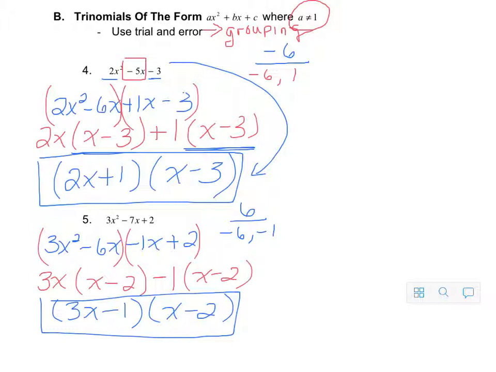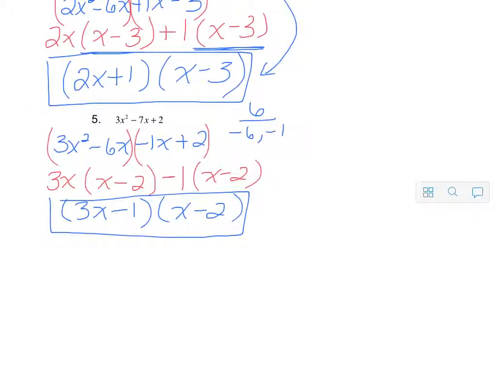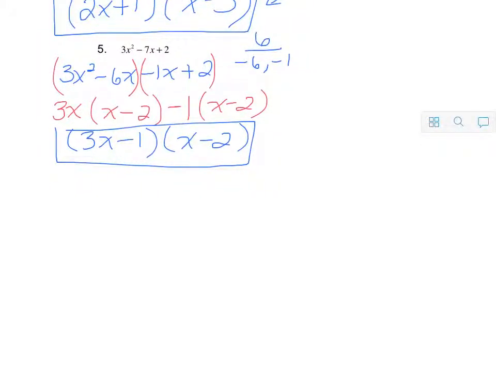Now, a lot of people ask me, what happens if I put them in the opposite order you did? All right, well, let's try that. So let's say that instead of writing it as 3x squared minus 6x minus 1x plus 2, you wrote it as 3x squared minus 1x minus 6x plus 2. Would you get the same end result?